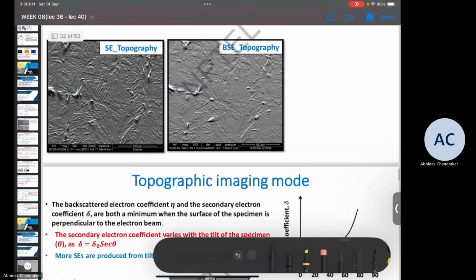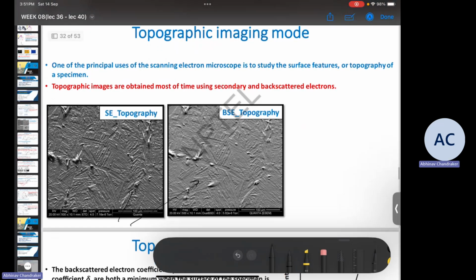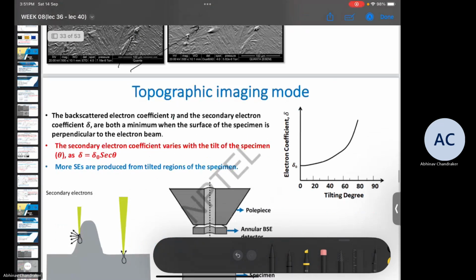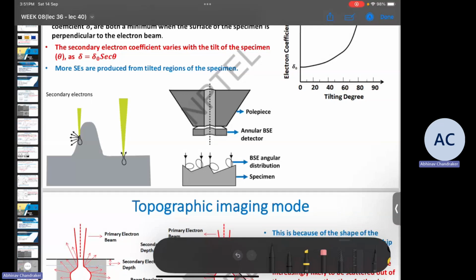Now let's get into topographic image. We have seen these two images in the previous slide too, for the SE and BSE detectors. For generating the topographic image, we rely on the characteristics of the surface, that is the protrusions that are on the surface or the valleys on the surface. But how does that affect the generation of electrons, and how is that then leading to generation of contrast in the image? For that, we'll have to look at what happens if the incident electron beam hits a specimen at an angle.